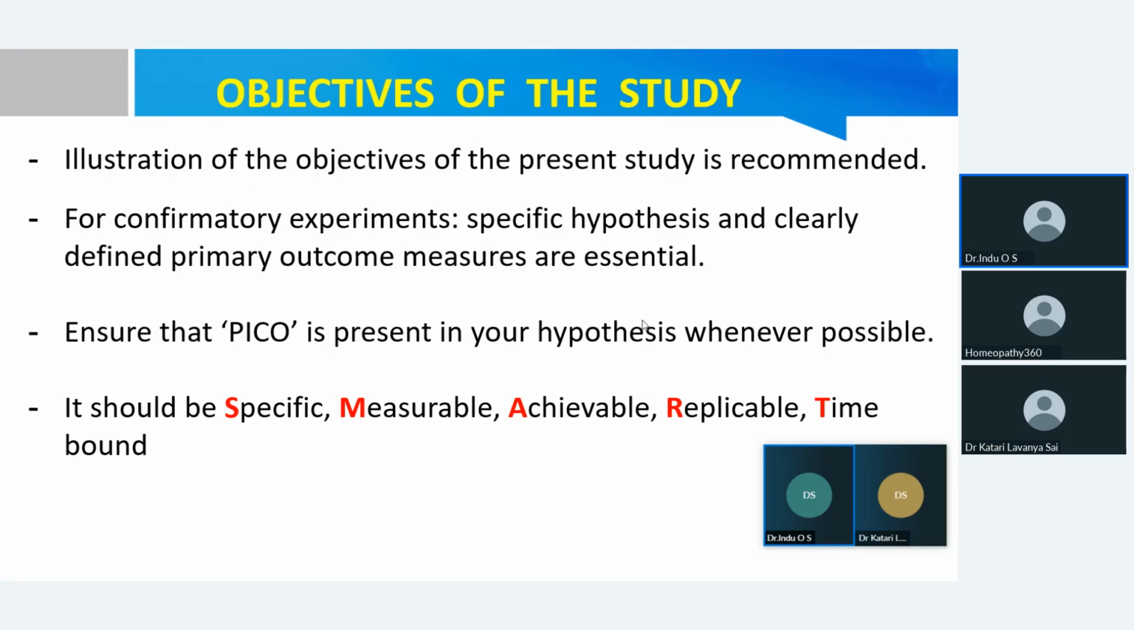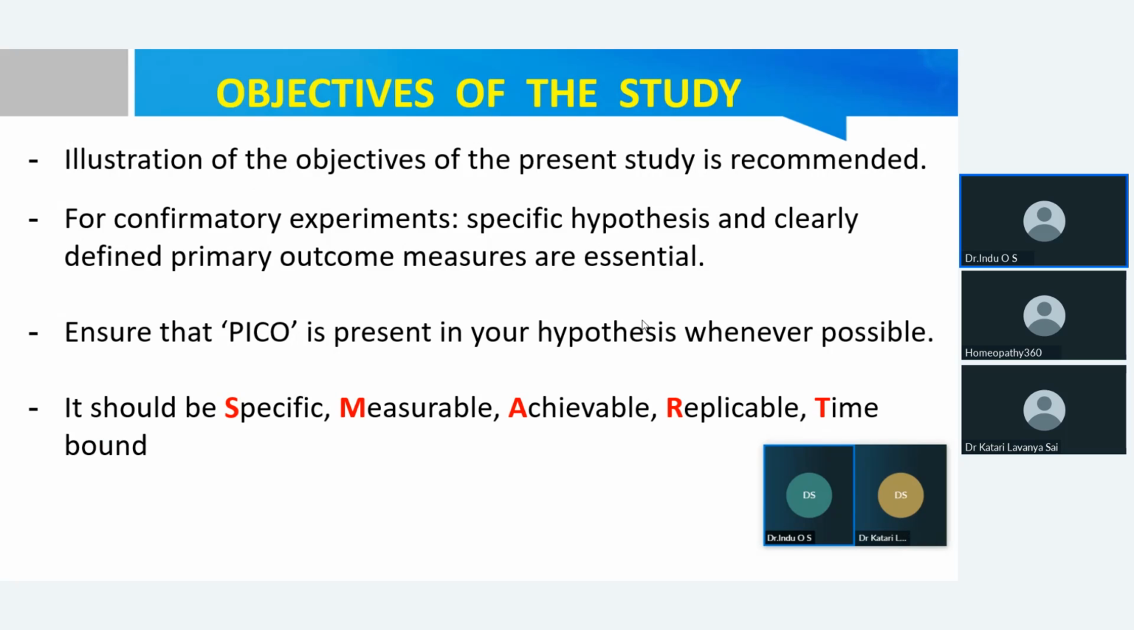Objectives means illustration of the objectives of the present study. It should be recommended. For confirmatory experiments, some specific hypothesis and clearly defined primary outcome measures are essential. Like your PICO, I told you in the title, it is present in your hypothesis, and it should follow these criteria. The objective should be specific. Aim can be a very vast thing. In synopsis writing, one aim should be there. Most probably from the title itself we can frame the aim.